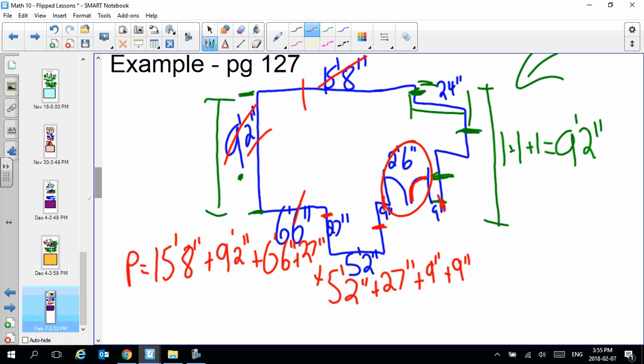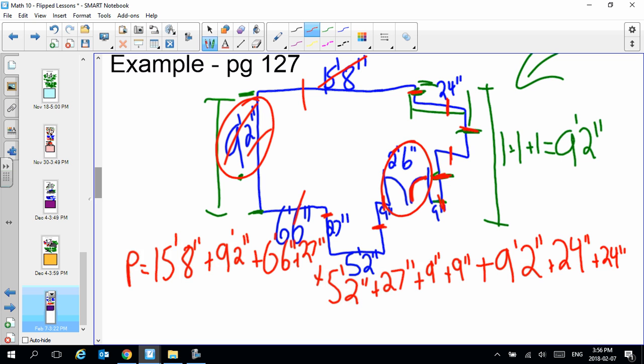Okay, now this is the tricky part. Remember, I don't know this, and I don't know this one or this one. But I do know that I can add up all 3 of those together with one number. And then the very last thing I'm missing are these 2 edges here. On my particular picture, they're a little bit cockeyed. They're not set up equal. But in the actual textbook, we have 24 inches plus 24 inches.